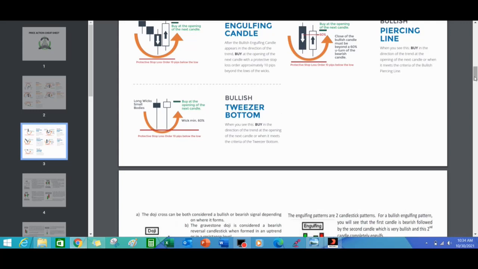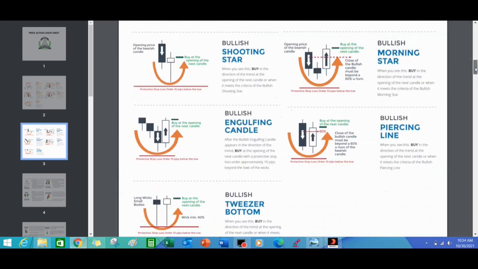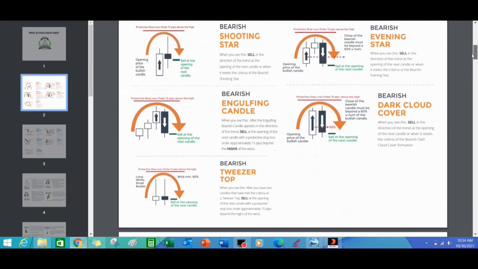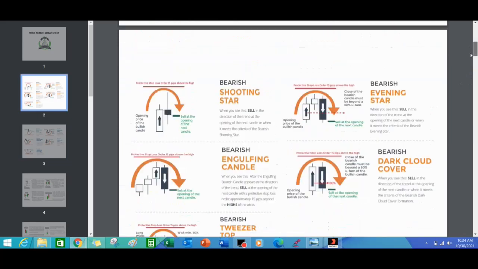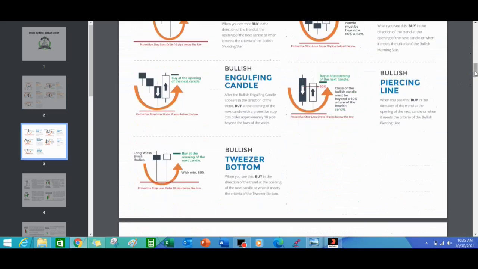You should be able to identify all these patterns on the chart. If you're unable to identify them, then you are yet to understand the art of trading. So this is what I'm going to ask you to do. I want you to go back to the chart, watch this video, all these videos for the bearish pattern, and also for the bullish pattern. Try to identify the patterns, and also go back to the chart and try to identify the patterns.